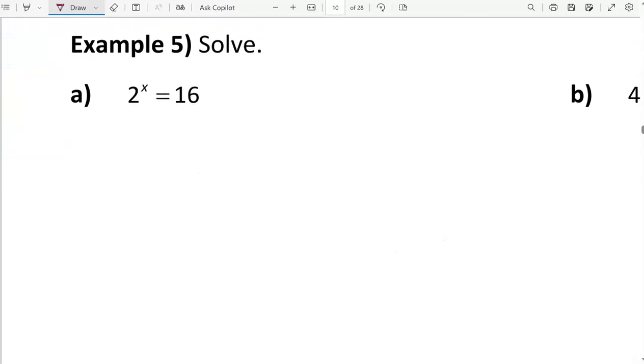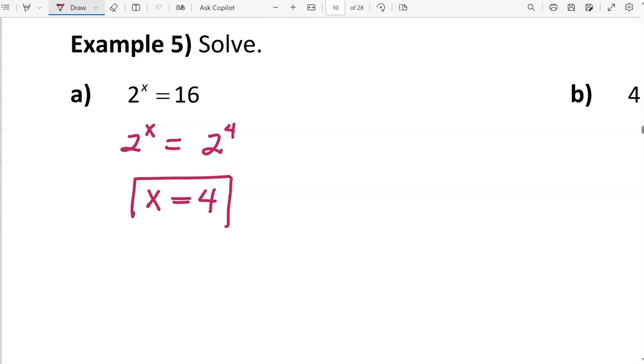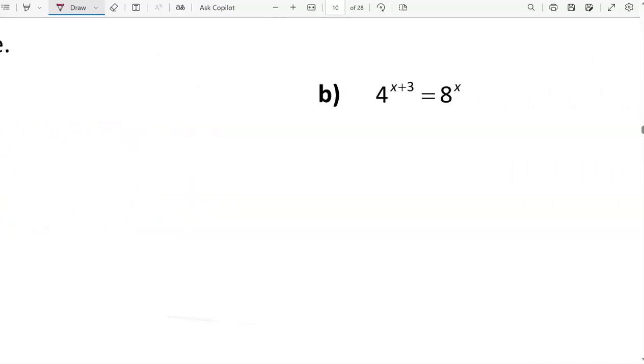So let's take a look at example 5a. 2 raised to the x power is equal to 2 to the 16th power. So I'm going to bring down my 2 to the x, then I'm going to express 16 as a power of 2. And 2 raised to the 4th power is equal to 16. Now we can use our 1-to-1 property of exponents to set those exponents equal and say that x must be 4. All right, let's kick it up a notch.